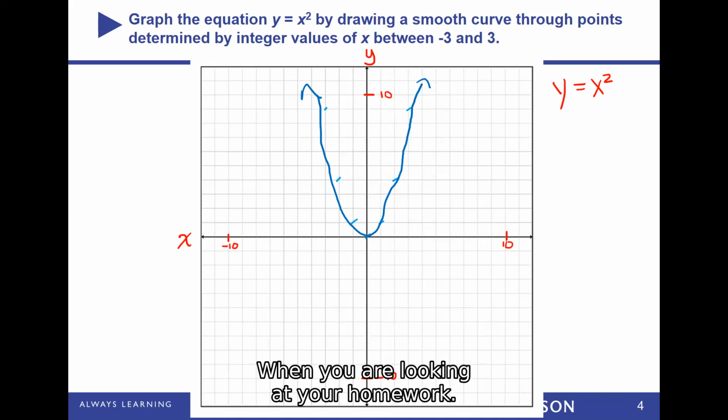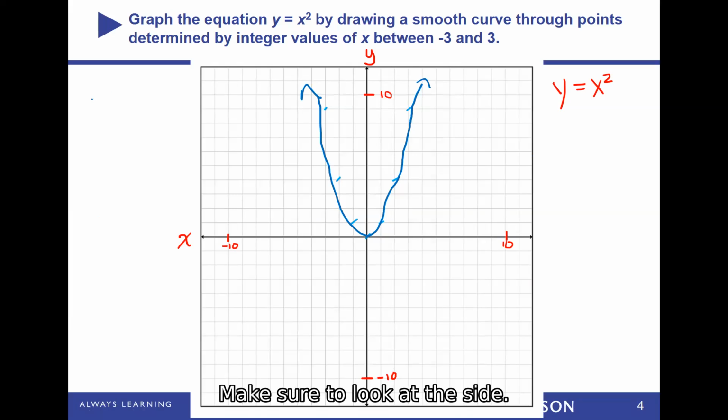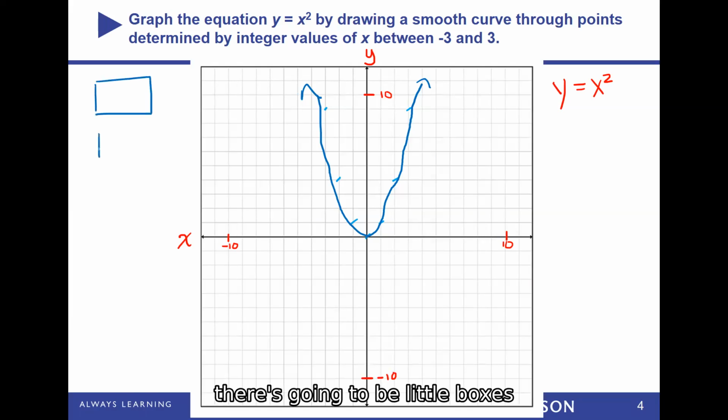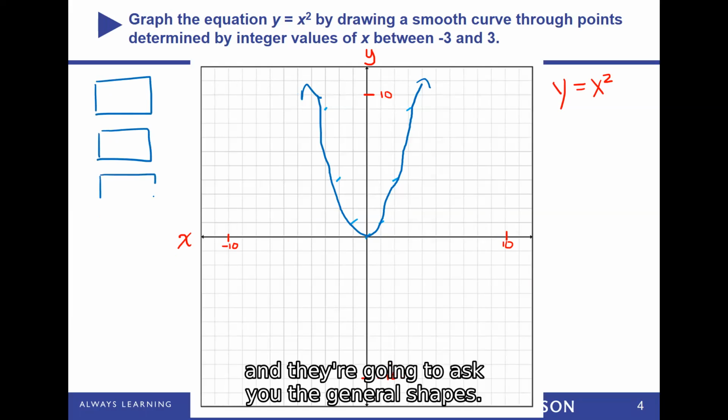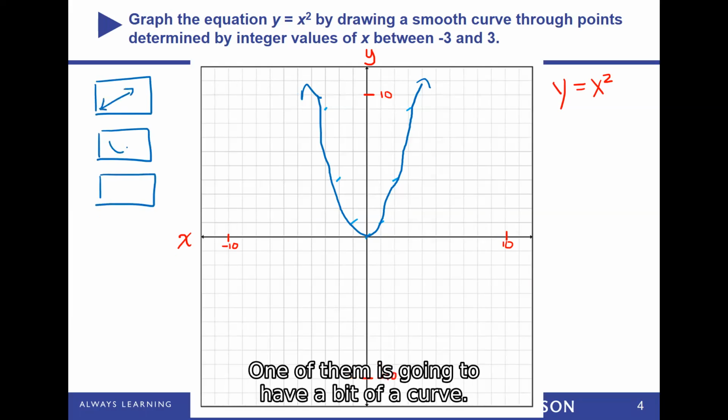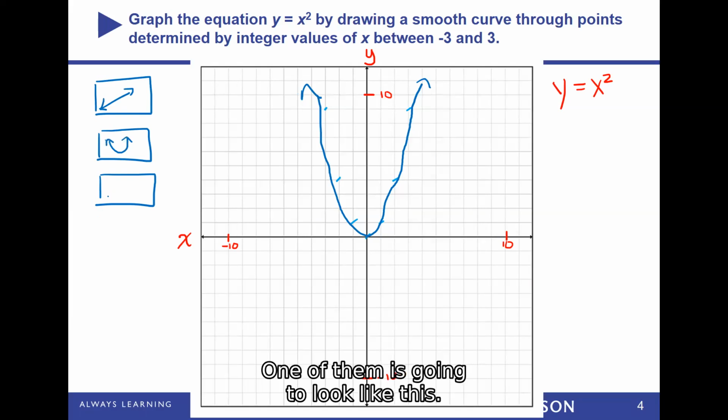When you are looking at your homework, make sure to look at the side and see if it gives you options. So when you're using your homework to draw, you're not having to freestyle these by hand, okay? What you're going to look at is there's going to be little boxes, and they're going to ask you the general shape. So one of them is going to look like a straight line. One of them is going to have a bit of a curve. One of them is going to look like this, okay?